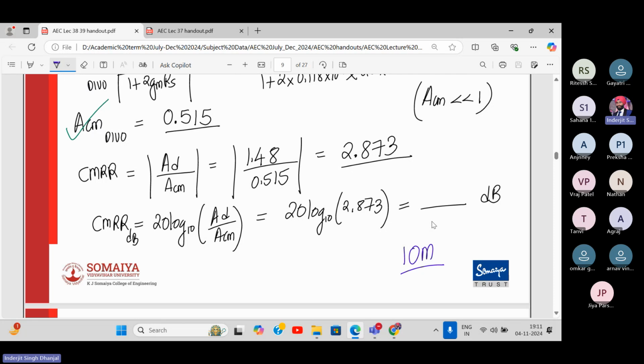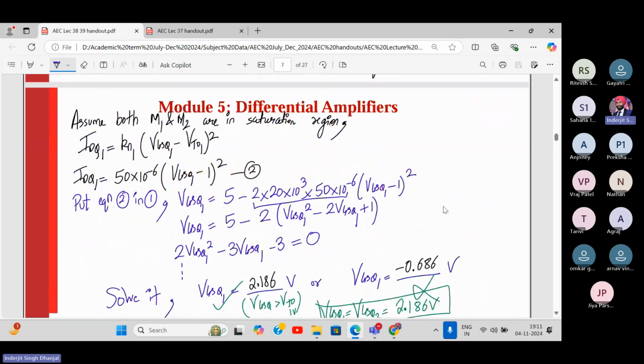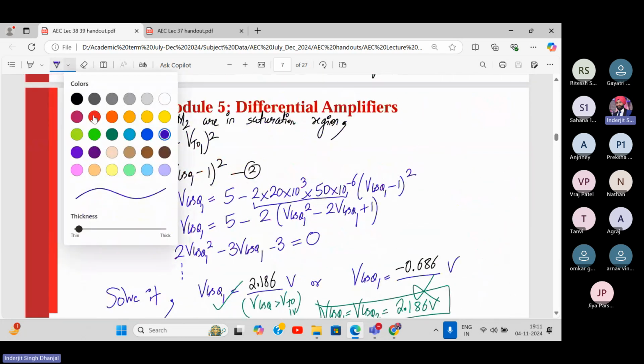Okay. How much is the value? Is it 9 point something? Yes, sir. 9.166. Yeah, that's the answer. So yeah, this is it. I'll give you the marks distribution for it because that is important that you should know.